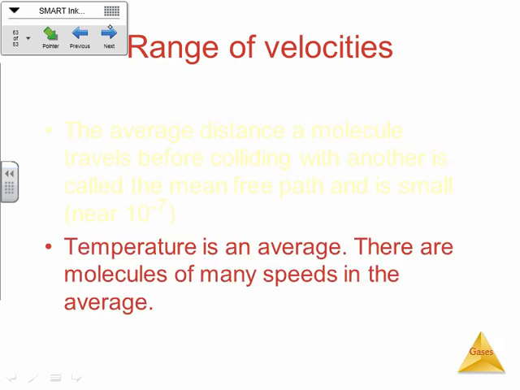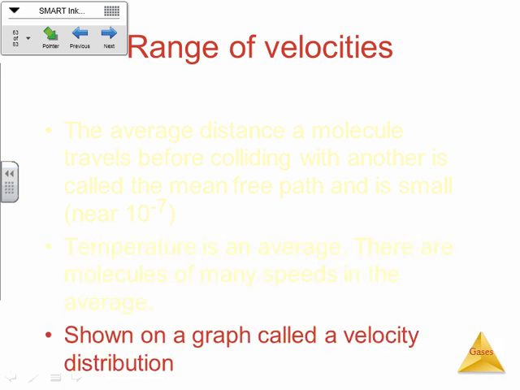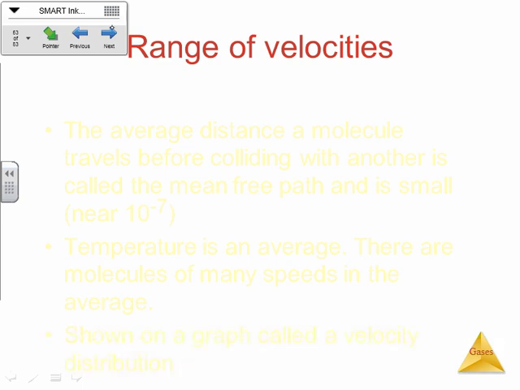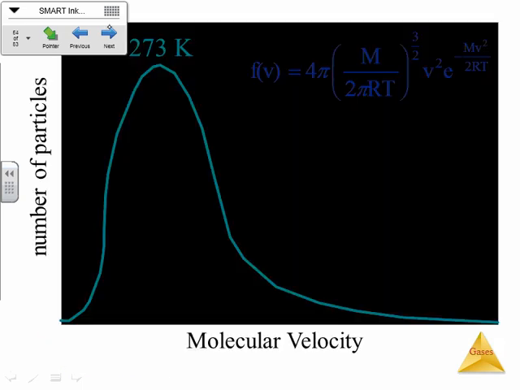That's fairly obvious. And then temperature, you need to understand that's an average, because at any given time, there's going to be molecules that hit other molecules and almost come to a standstill before they are hit by another molecule and start moving again. Okay, so this is an average of all the particles. And this is shown on a graph called a velocity distribution. This did not copy well on your notes. And it's not great on here.